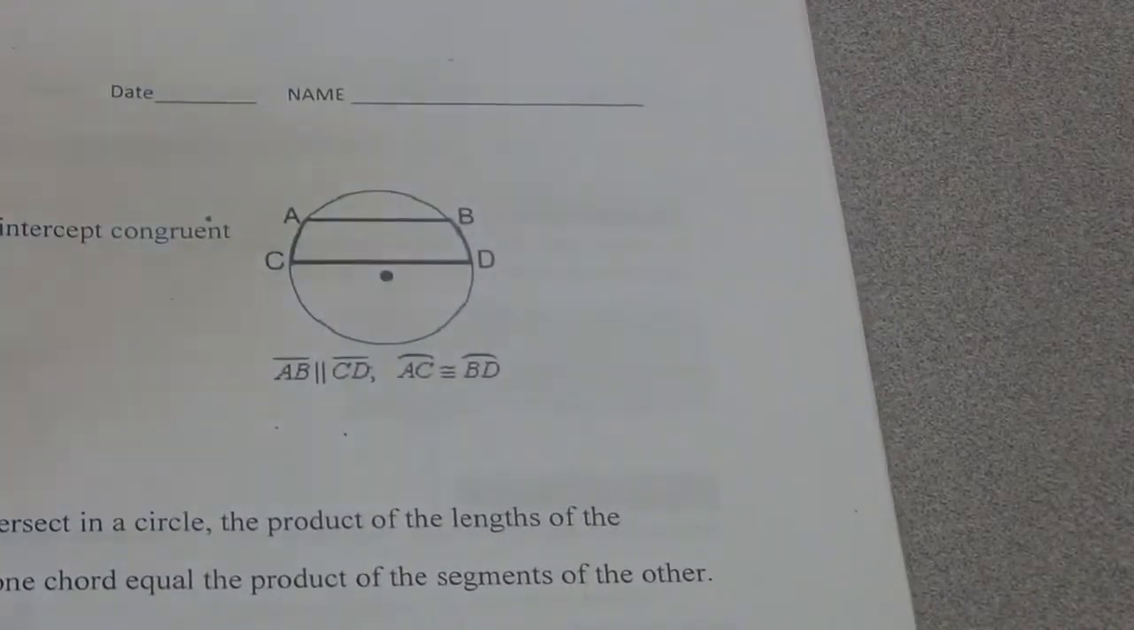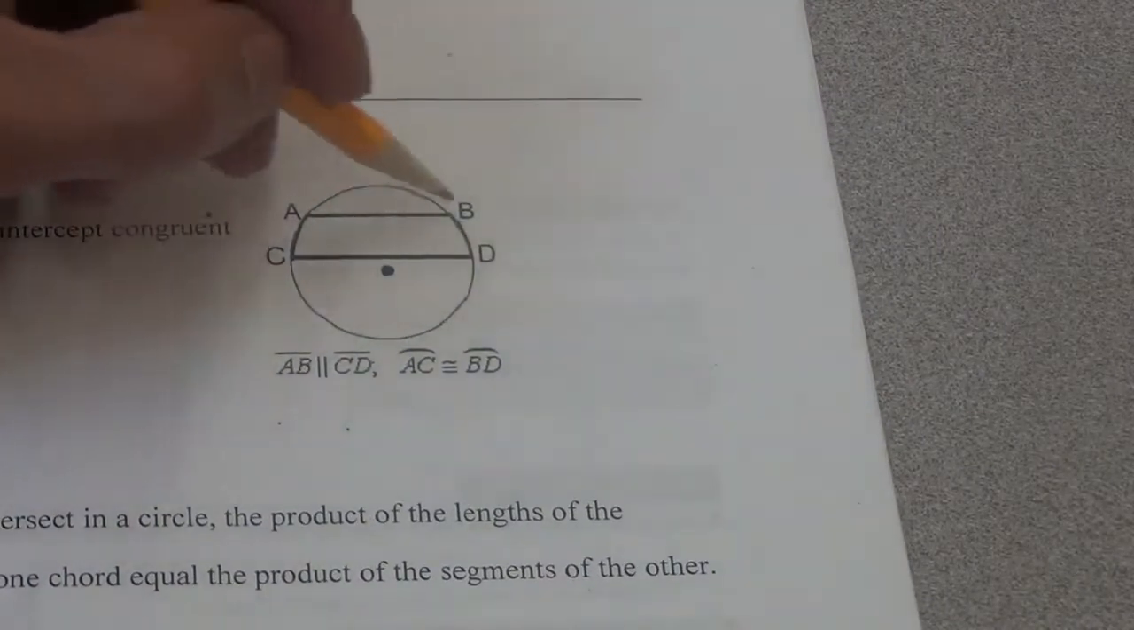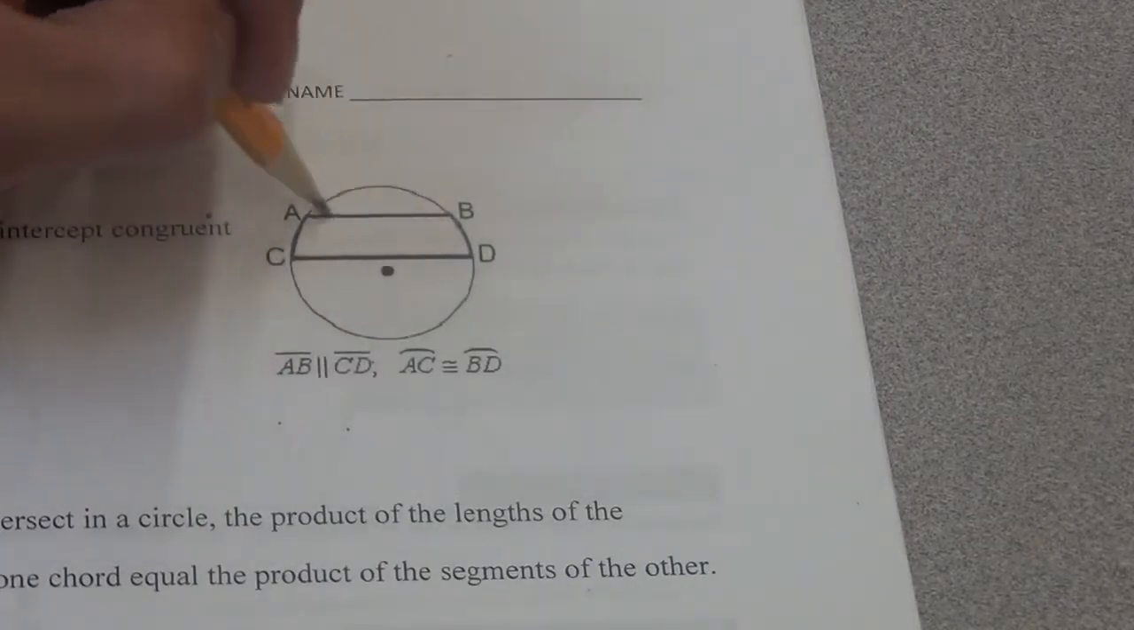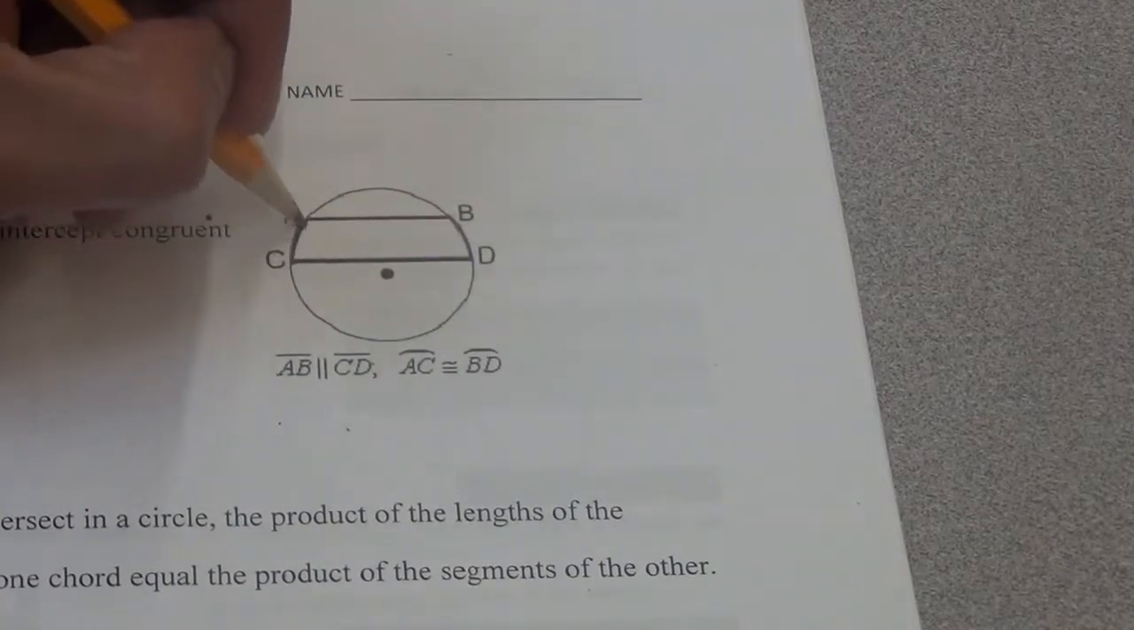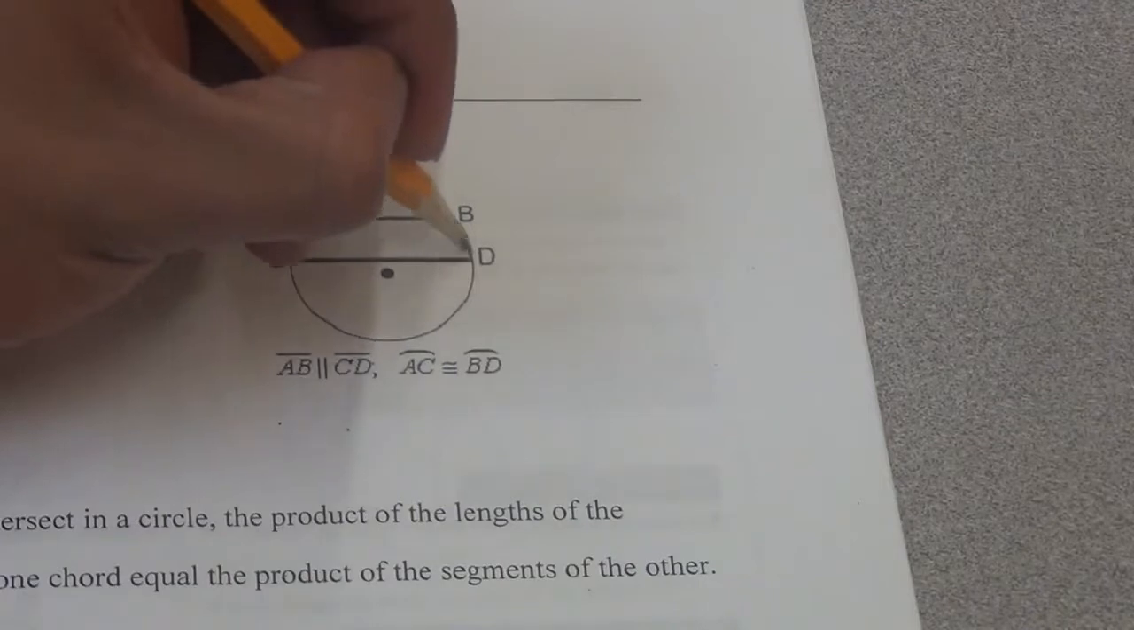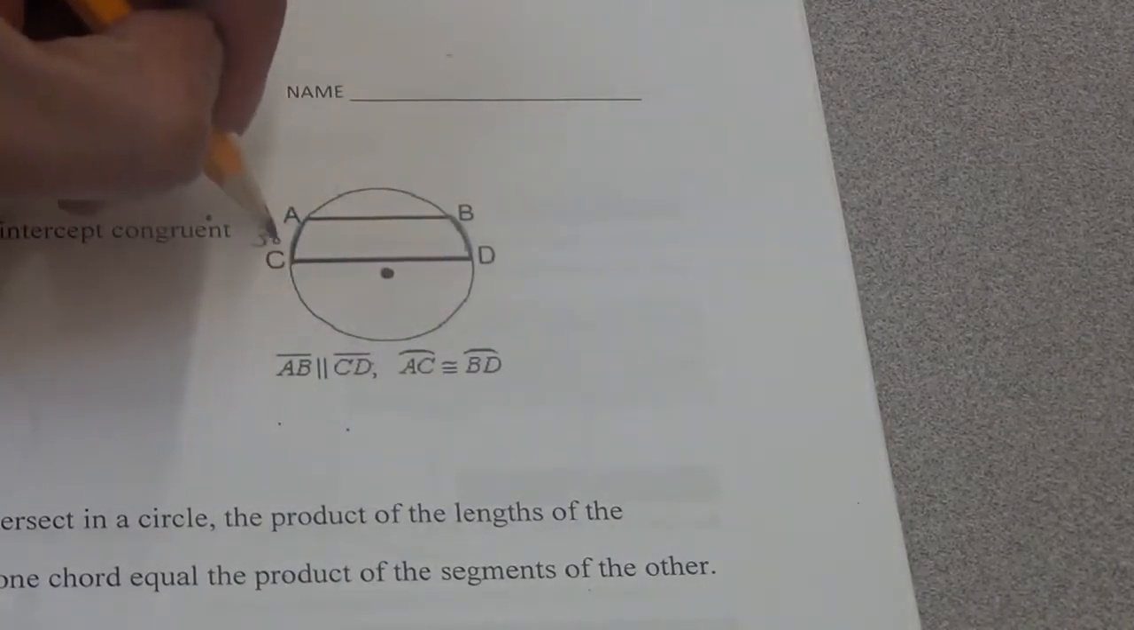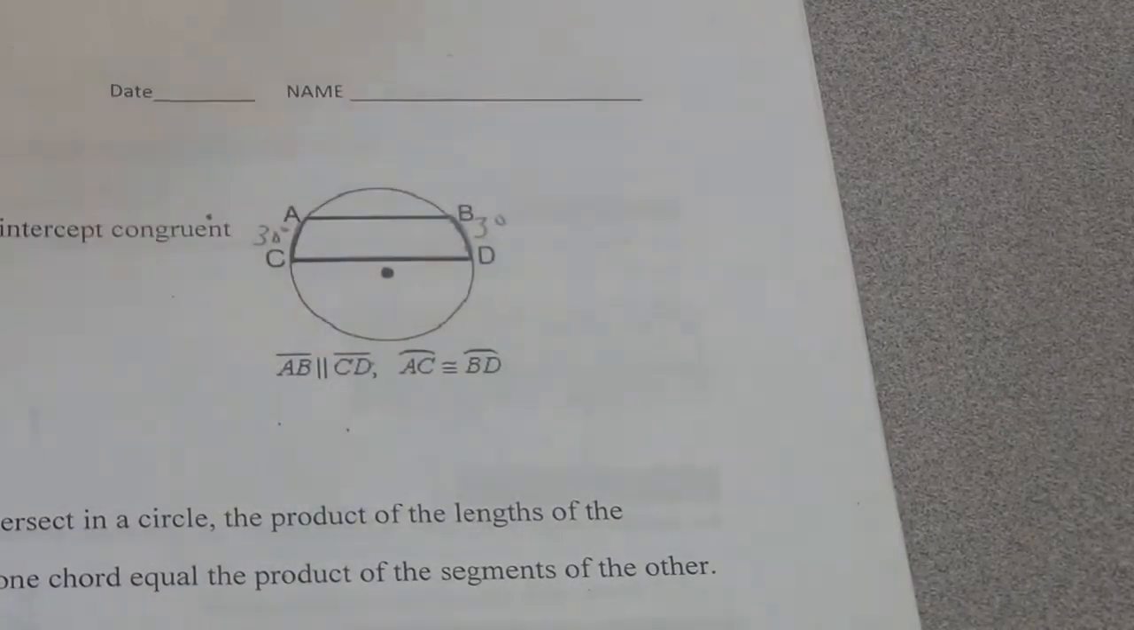Right here, two segments being parallel. If two chords are parallel, then the arcs that they cut are also congruent. So if this is 30 degrees, this is also going to be 30 degrees.